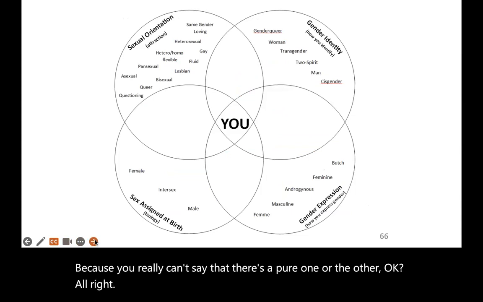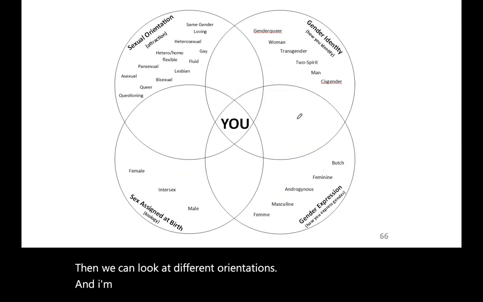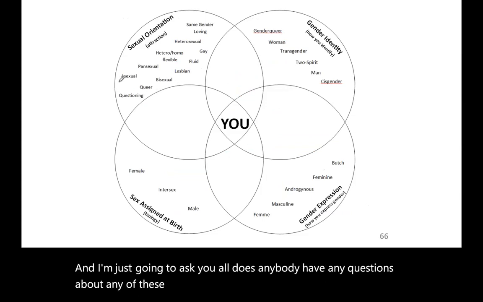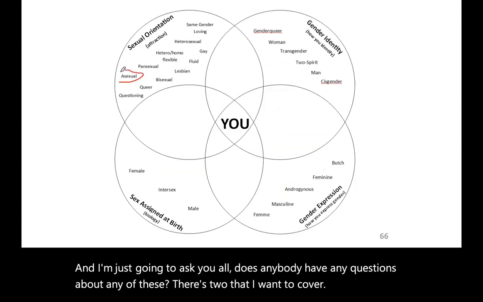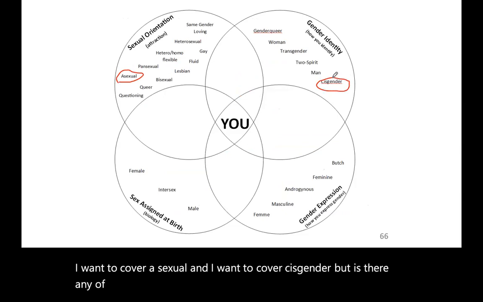Then we can look at different orientations. I'm just going to ask you all, does anybody have any questions about any of these? There are two that I want to cover. I want to cover asexual and I want to cover cisgender. But is there any of these other terms that you are not familiar with or want to know about?